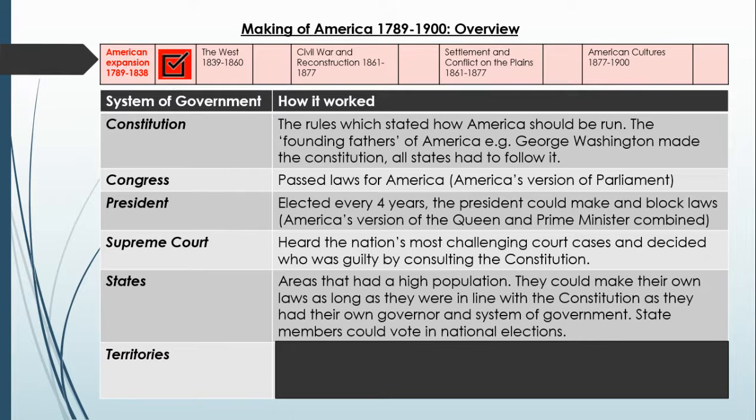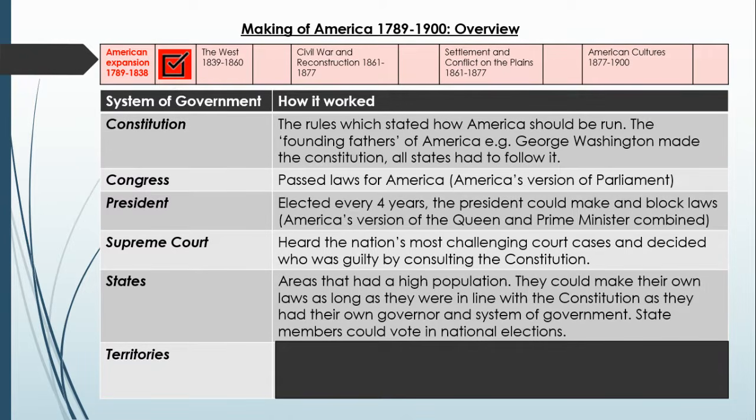We then have the states. The states are areas that have a high population. They can make their own laws as long as they are in line with the Constitution. They have their own governor and their own system of government. So even though they have to listen to the president, they have to follow the Constitution, they also have individual laws and rules within their area. They can also vote in national elections, and they are encouraged to do so.